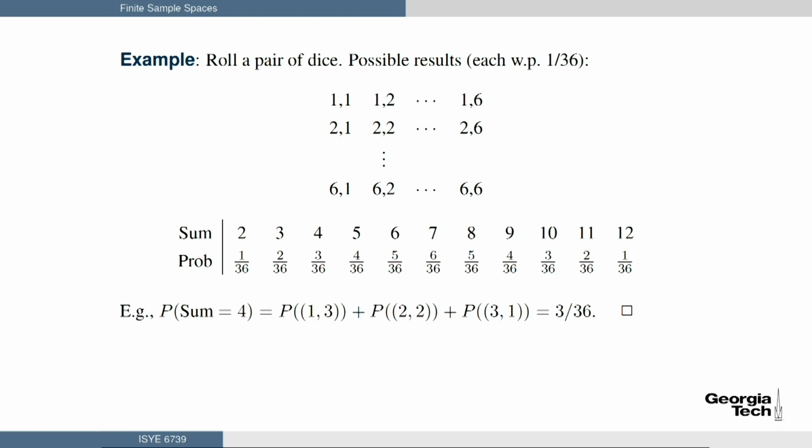By the way, if you ever want to go to the gambling table, to get a sum equal to 2, there's only one way you can do it. Get a 1 and a 1. That is sometimes called snake eyes. And a sum equal to 12 you can achieve by getting a 6 and a 6.